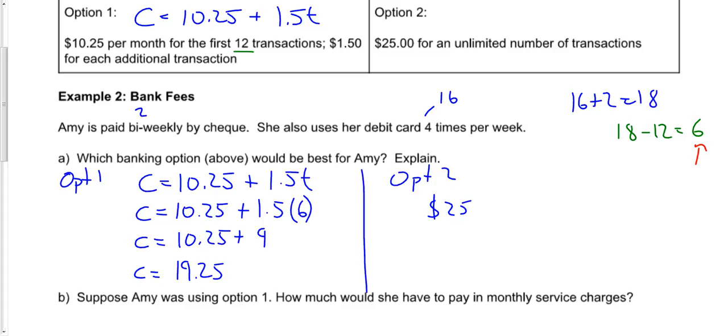Okay. If she chooses option 2, her total cost is $25. Okay, because in option 2, it's $25 for an unlimited amount of transactions. She could make 0 transactions or she could make 1,000 transactions. Doesn't matter. So in this instance, for Amy, option 1 makes the most sense because it's cheaper. She saves the most money with option 1.